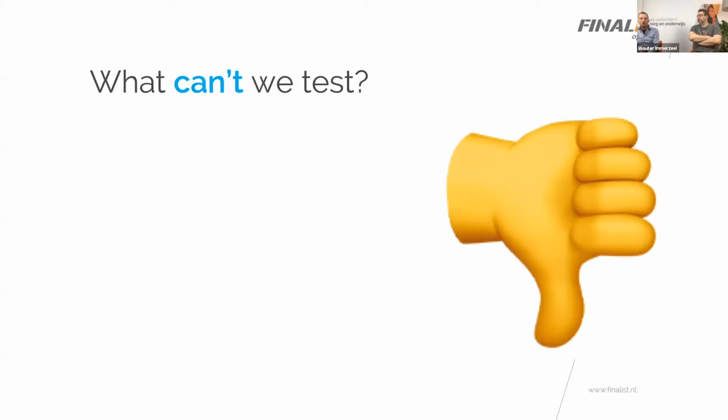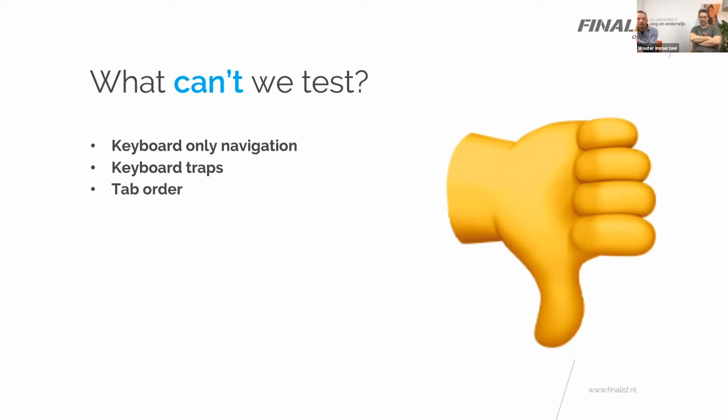So what are some examples of things we cannot test with automated tests? Keyboard-only navigation, like forms that are inaccessible or mouse-only interaction, but also keyboard traps where you cannot move the keyboard focus away from an element. An example is keydown in combination with preventDefault. Or tab order. Automated tests can't determine if your tab order is correct, as with CSS you can move stuff around and automated tests can't catch that.